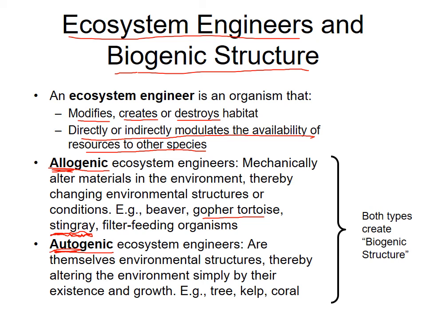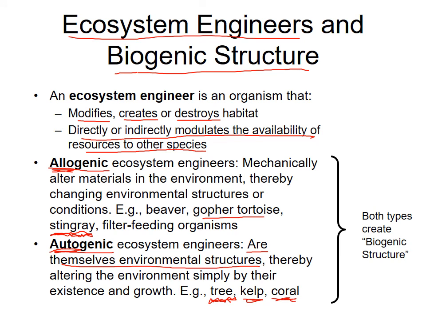And then there are autogenic ecosystem engineers. Autogenic ecosystem engineers themselves are the environmental structures, and simply by existing and growing, they're creating a different environment. So a tree, because it creates shade and blocks wind and things like that, just by being there, it's doing ecosystem engineering. Same with a kelp bed or a coral in a coral reef.